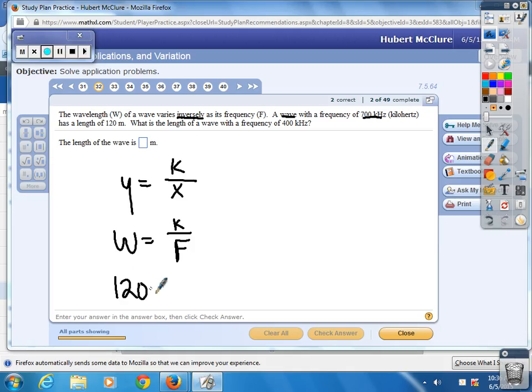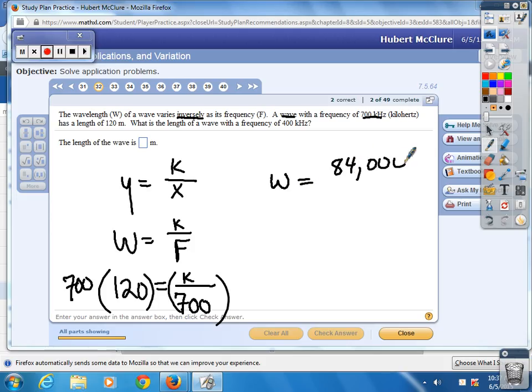120 meters is equal to K over 700. Then multiply by 700, and of course y'all can't do that, because it's only 7 times 12 and add 3 zeros. That's all. 84,000. What's 7 times 12? 84. So K is equal to 84,000, so W is equal to 84,000 divided by F.